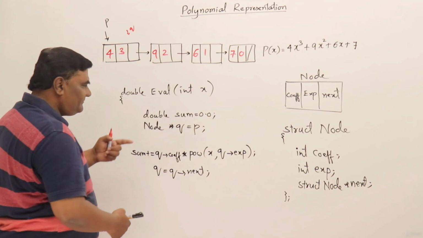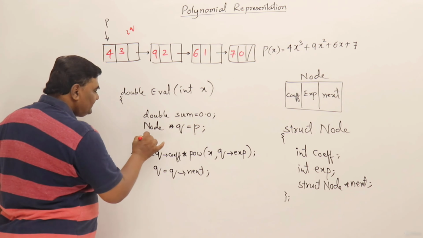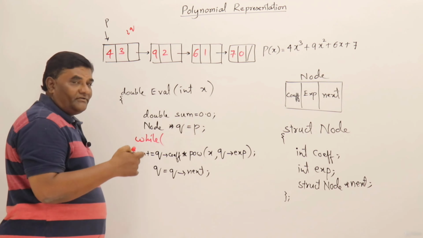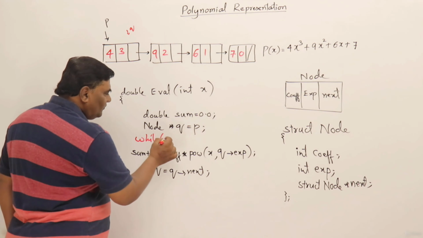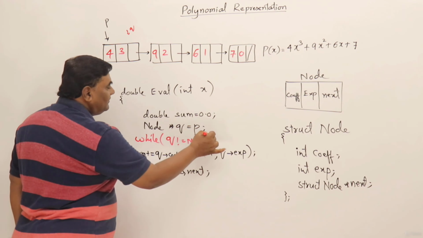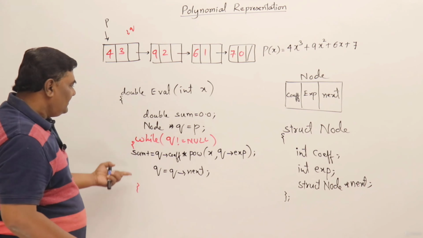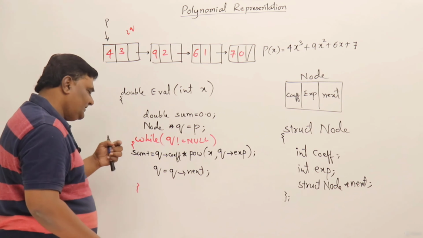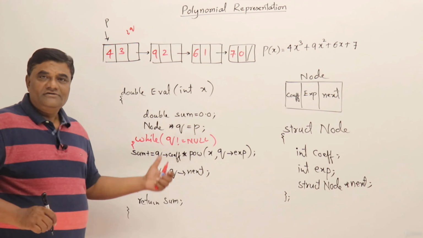So I have to repeat the same thing, which means it should be in a loop. So I will write a loop. How long should this loop work? Until q becomes null. So while q is not null, while q not equal to null, continue these two steps. That's all. This will evaluate a term, move to the next term, then evaluate a term and move to the next term, and finally return the result sum. So that's all.